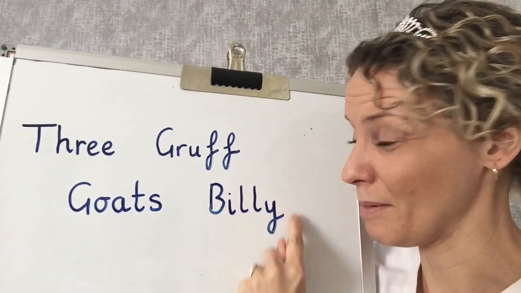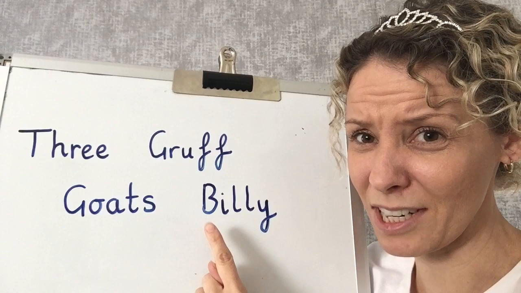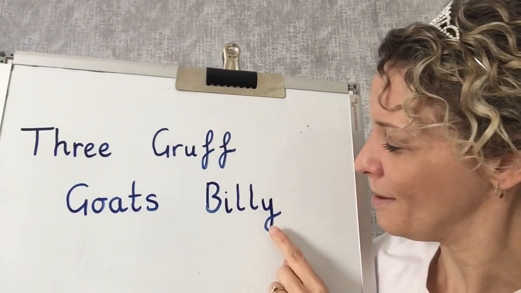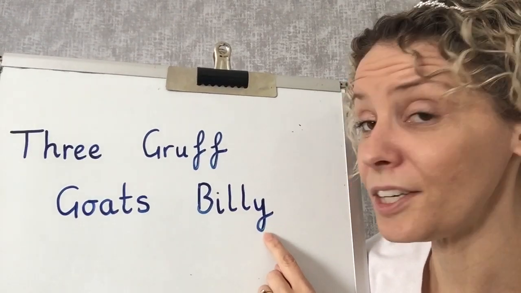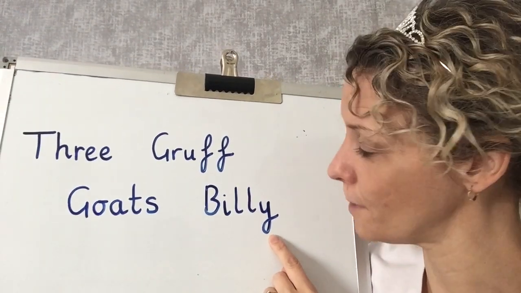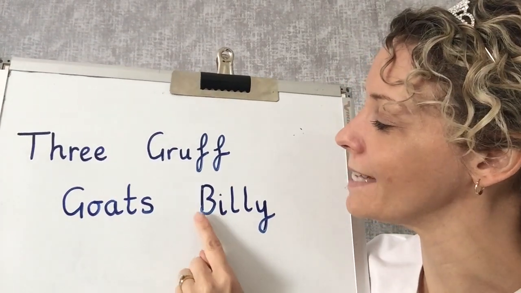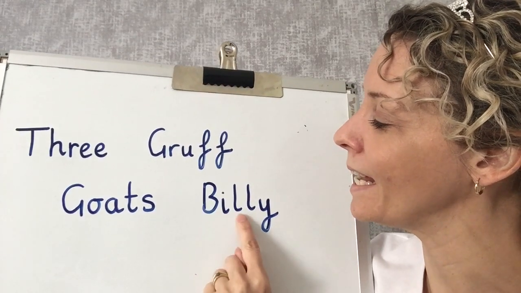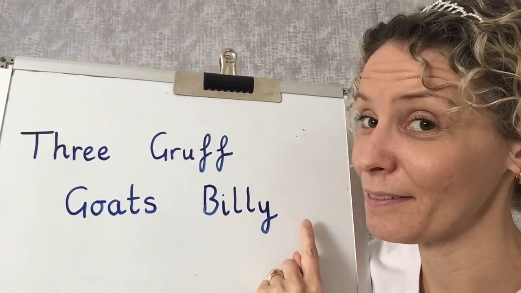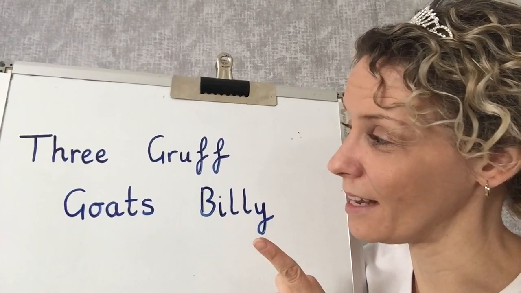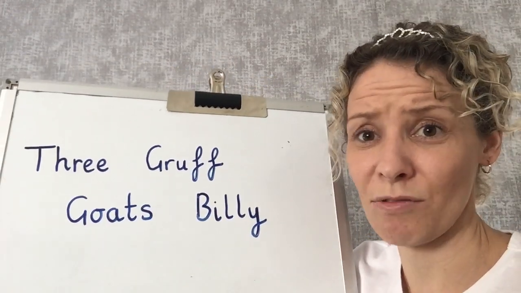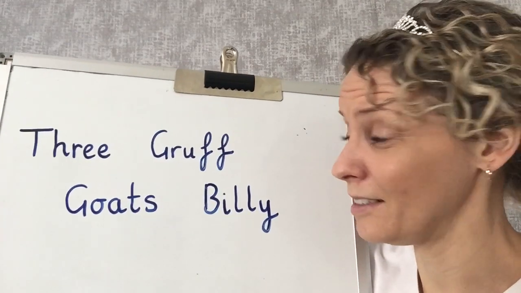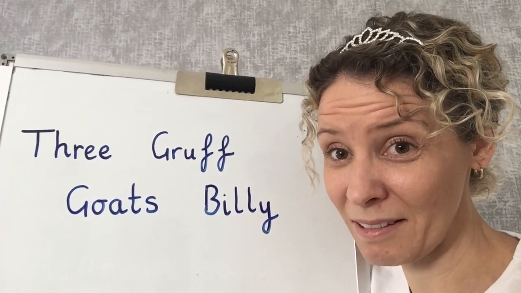Well, this last word I'm a bit worried about. That doesn't make much sense at all, does it? Billiard. But I do know that sometimes in a word, a y can make an e sound. So let's try it with an e sound. Billy. That sounds better. So that would make it three gruff goats Billy. Do you think you know what fairy tale it could be?